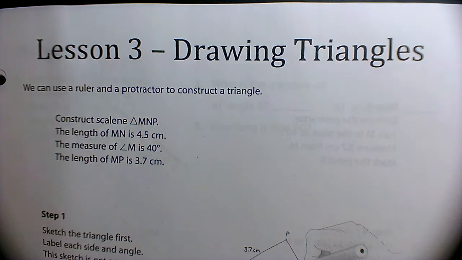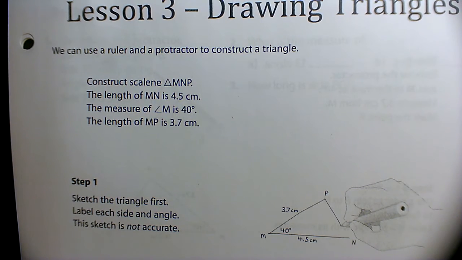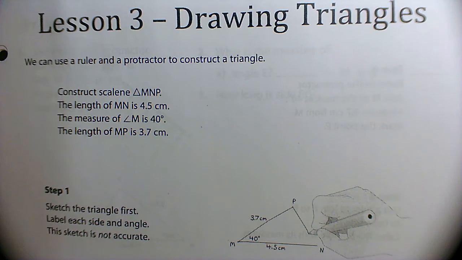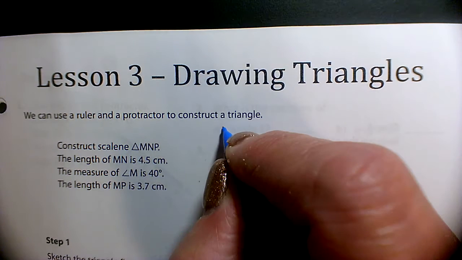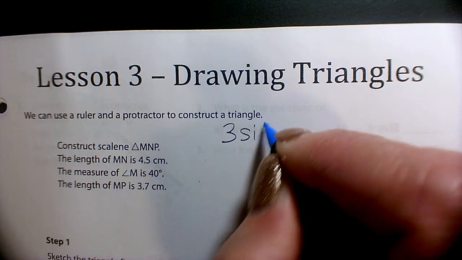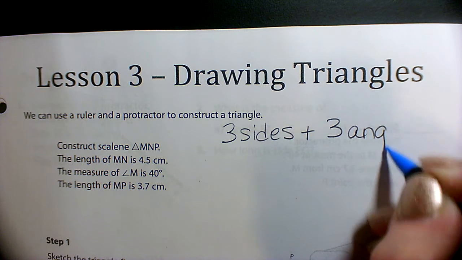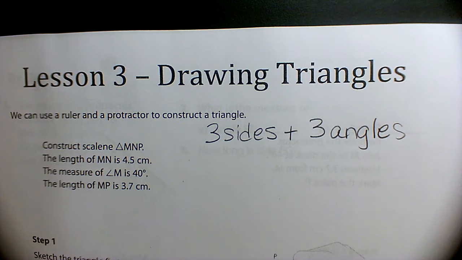The first page 15 and 16 are actually demonstrations. It's steps on how to solve something, how to draw a triangle. All right, now we need to remember that a triangle consists of 3 sides and 3 angles. So there is a matter of 6 pieces of information in a triangle. 3 sides plus 3 angles.